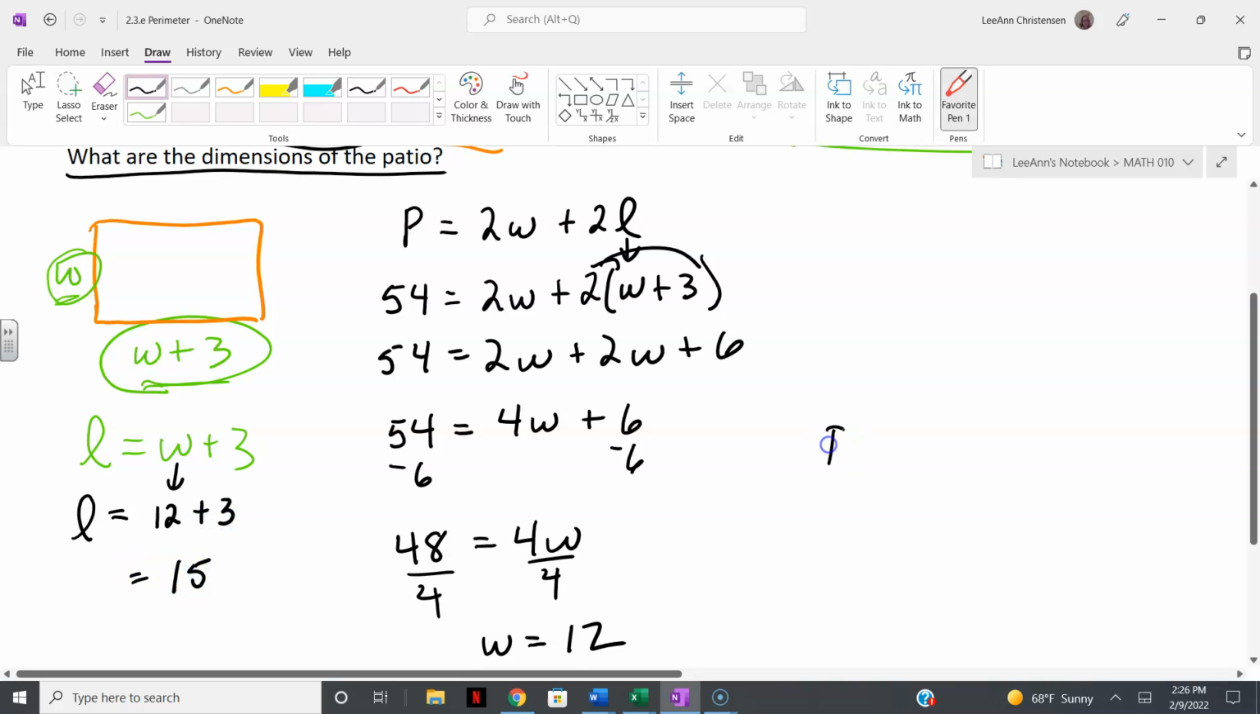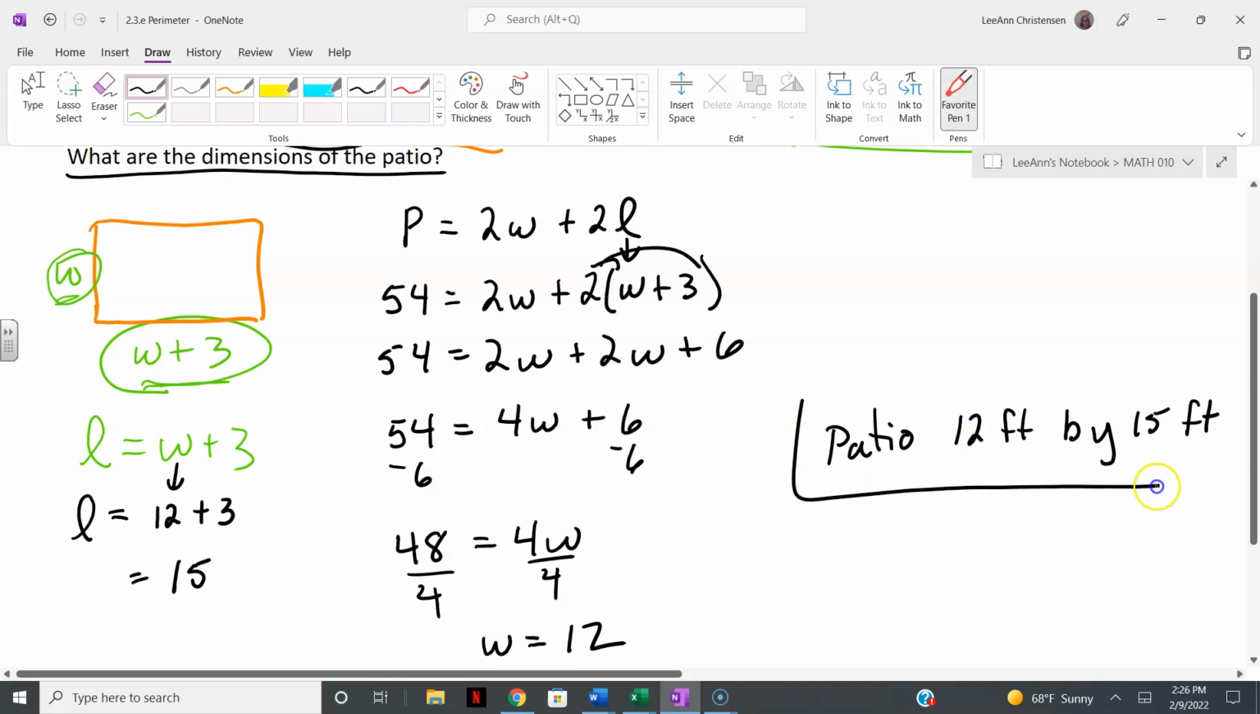So the patio is 12 feet by 15 feet. Or you could say the width is 12 and the length is 15. I'm not really sure how they want you to say it, but that's what it means.